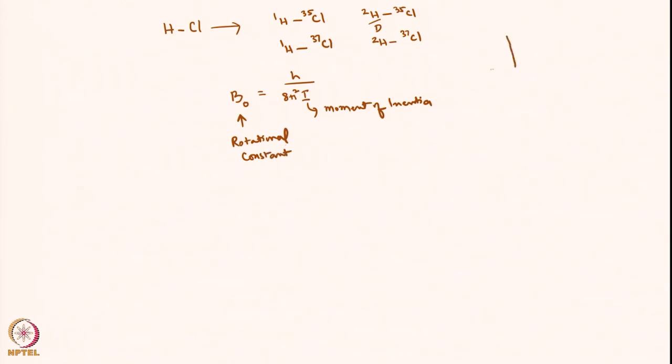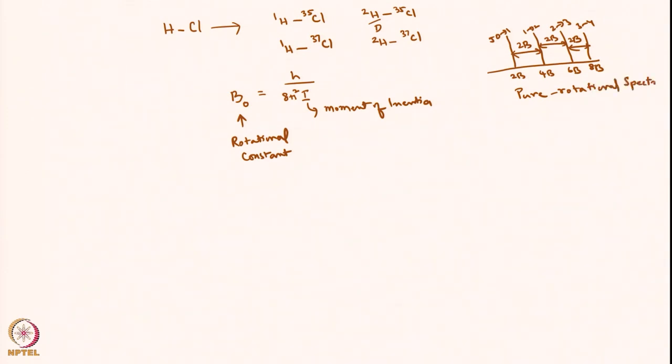When you record the rotational spectrum, we know that the separation between the lines is 2B, 4B, 6B, 8B. These are the transitions J equals 0 to 1, 1 to 2, 2 to 3, 3 to 4, etc., and the separation between them is 2B. This is the pure rotational spectrum. So the rotational constant B naught, or 2B naught, can be directly measured from the experiment.